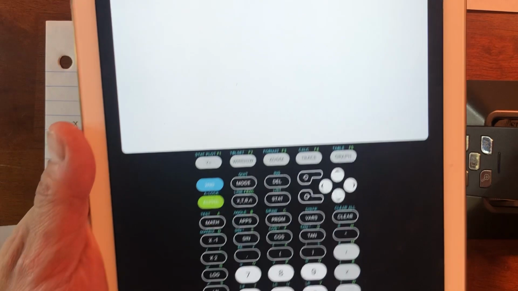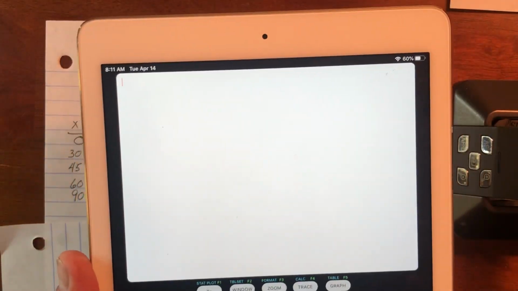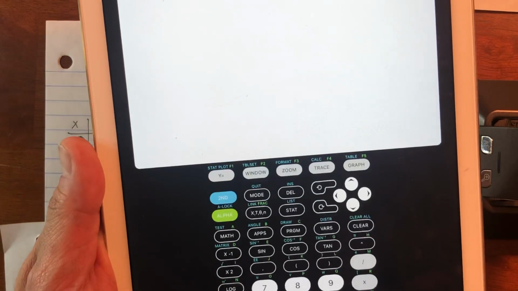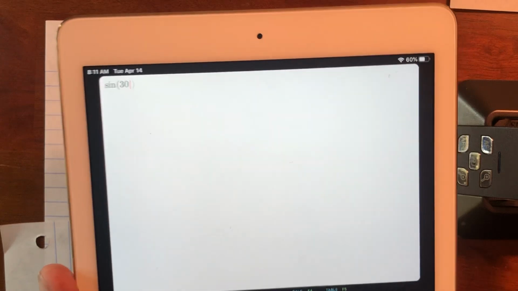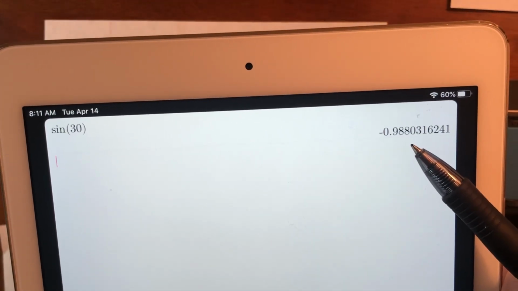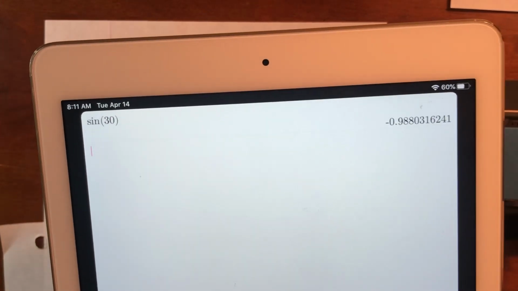If you find the sine button, which is right here, if you take the sine of 30 degrees, we know that it's going to be a half. So let's just make sure that that's right. The sine of 30 degrees. And when I hit enter, it doesn't say a half. There's a problem. Obviously, either the calculator messed up or we messed up.